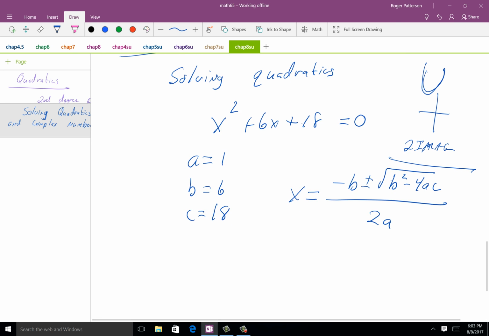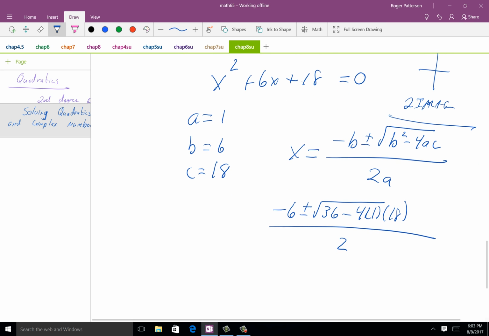Okay, so now we're just going to put these numbers in where they belong. So I've got negative 6 plus or minus the square root of 36 minus, I like to do that 36 in my head there, 4 times 1, oops, times 18, all over 2. I'm working this out by hand. I told somebody last week you could use decimals if you want to. 4 times 18, 72.